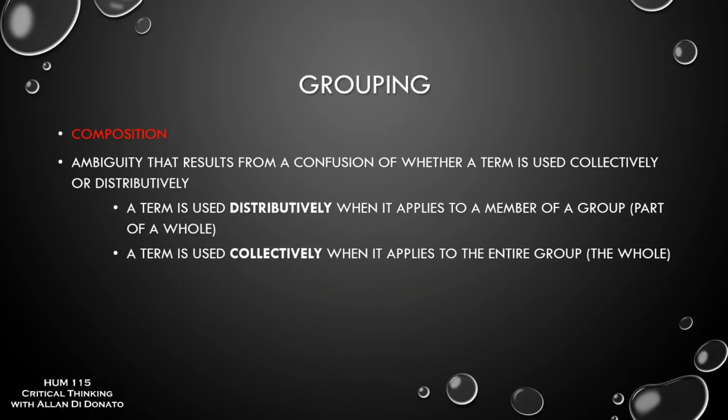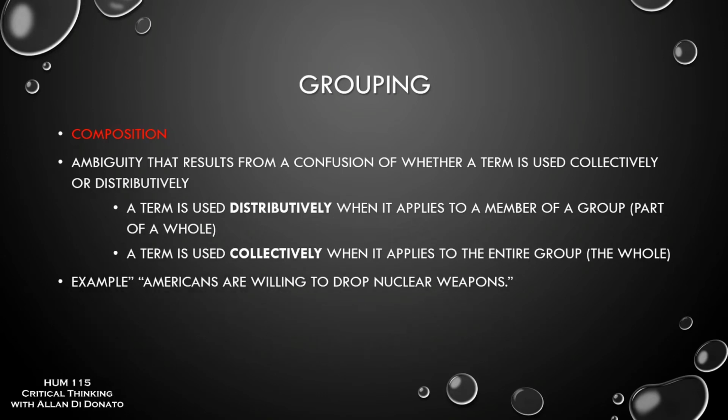Grouping. What we mean by grouping is related to a fallacy we'll study later called the composition fallacy. And ambiguity of this sort results from confusion of whether a term is used collectively or distributively. When we say a term is used distributively, we mean that it's applying to a member of a group, the part of a whole, and not to the whole group, whereas a collective use of a term applies to the group in its entirety. So I'll give you an example, and this might make this more clear.